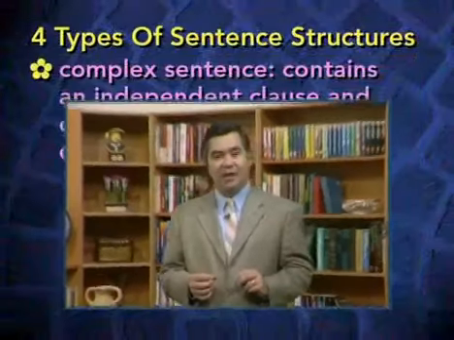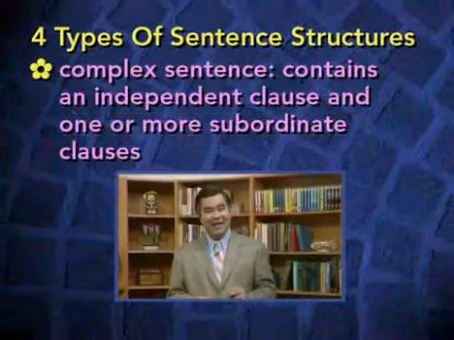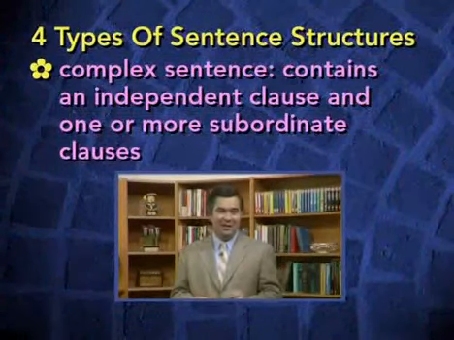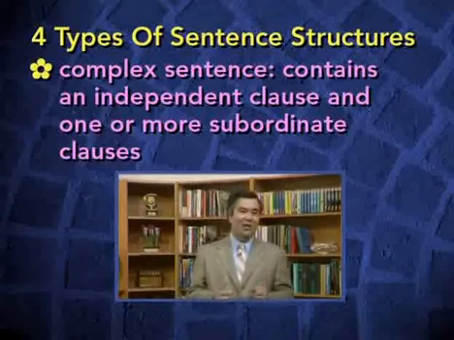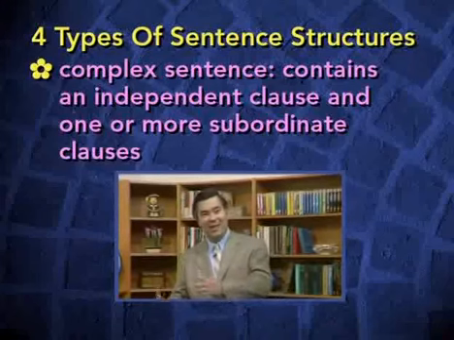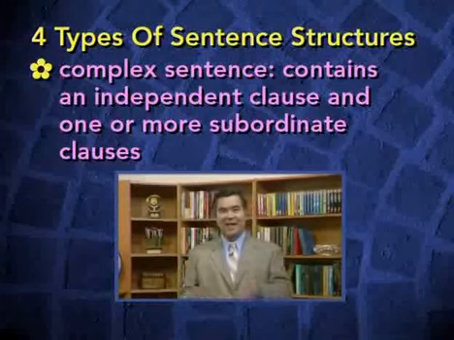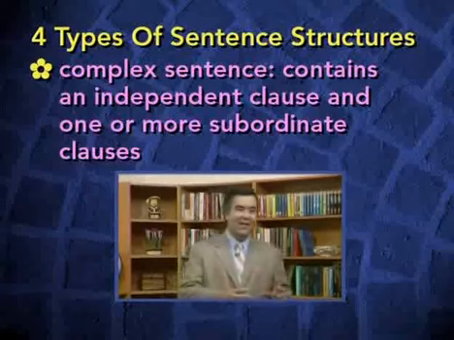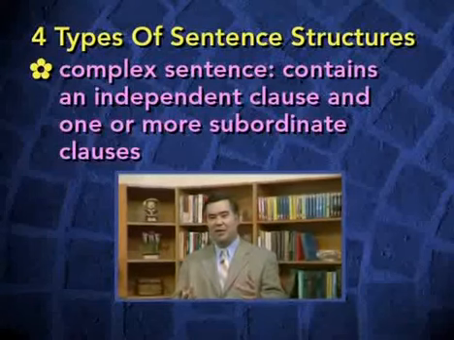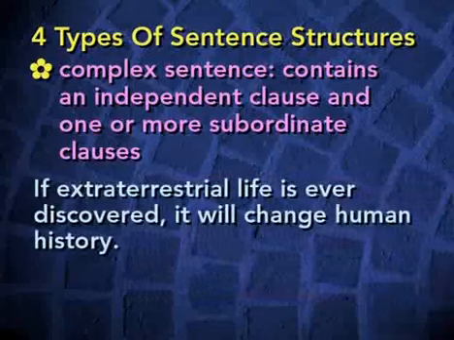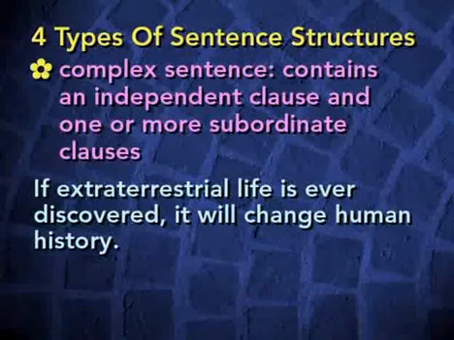Now for the third type. A complex sentence contains an independent clause and one or more subordinate clauses. Now remember, the subordinate clause cannot stand alone as a sentence. However, it works perfectly well when it is attached to an independent clause. It normally has a secondary or less important meaning, and it needs the independent clause in order to express a complete thought. Let's take a look at an example of how this works. Here's a sentence: If extraterrestrial life is ever discovered, it will change human history.